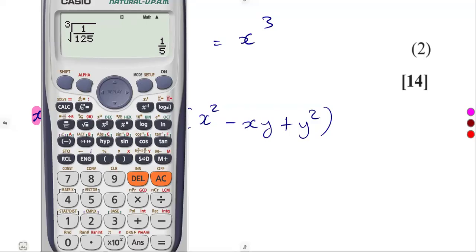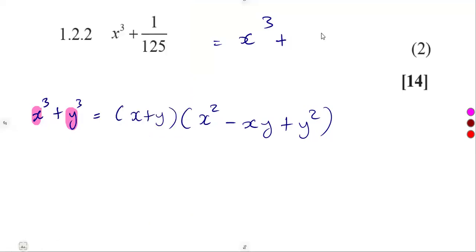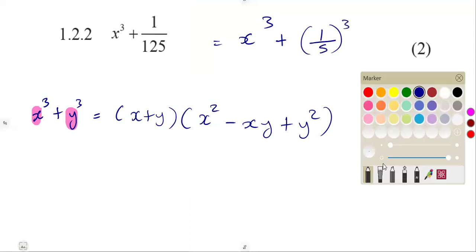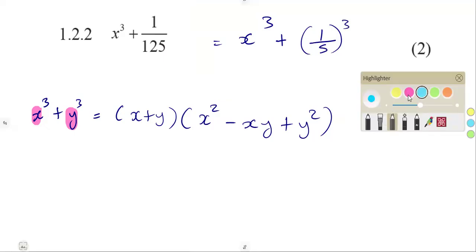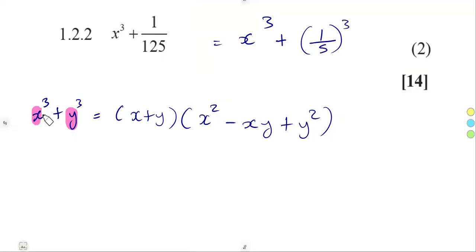So meaning to say, this part that we are seeing here can be written as 1/5 to the exponent of 3. So this is what we want. Just to properly see which one is representing our first term, which is x. So that is our x here. Which one is representing the last term, which is y? That is the 1/5.